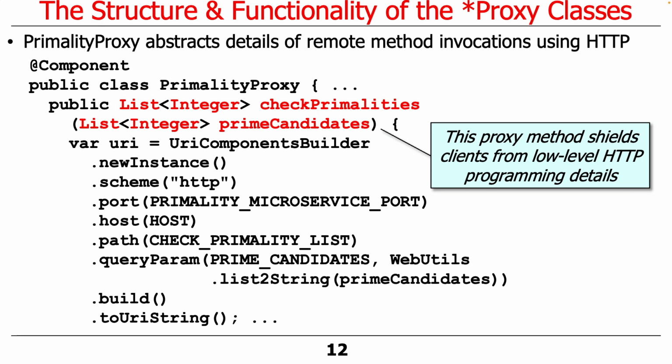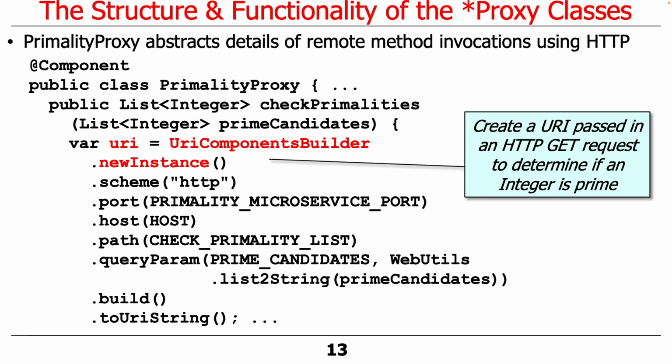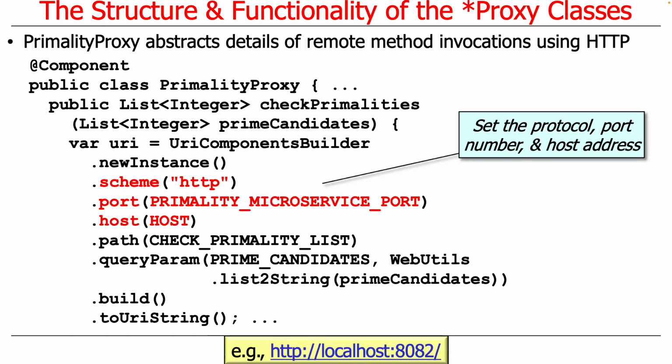Here's what the Primality proxy looks like. And again, why do we use a proxy? We want to shield the rest of the code from these low-level HTTP programming details and make our software more reusable. First thing we do, we're going to make a new URI component builder instance, and we're going to tell it to use HTTP, and we're going to tell it to use this port number and this host.